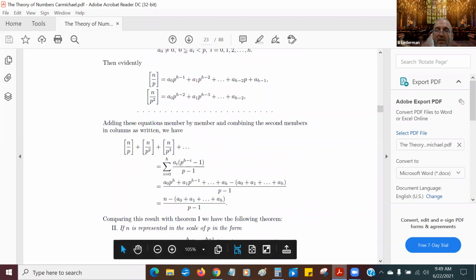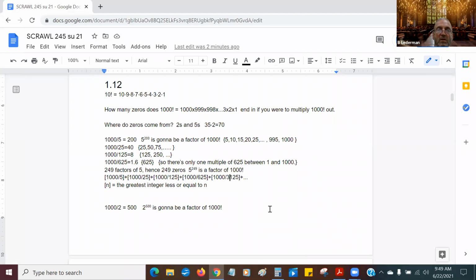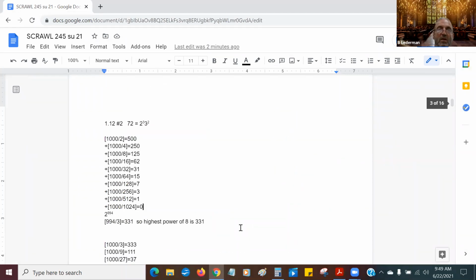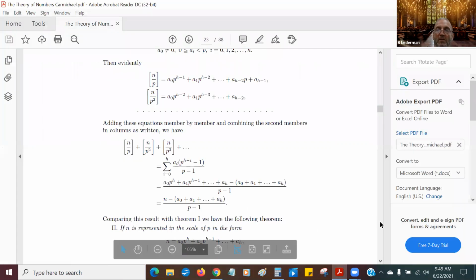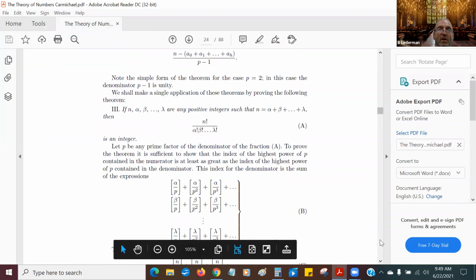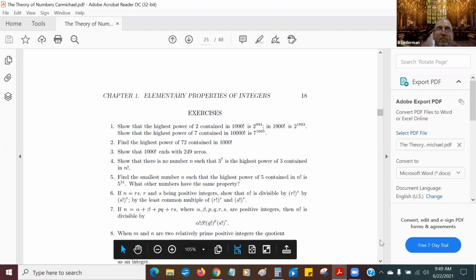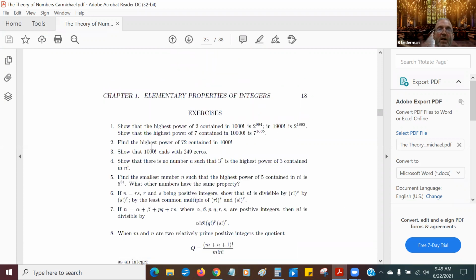Let's see, there was something else. I'm not done yet. Here we had an example. Let's look at 1.12, question number 2: find the highest power of 72 contained in 1,000 factorial.